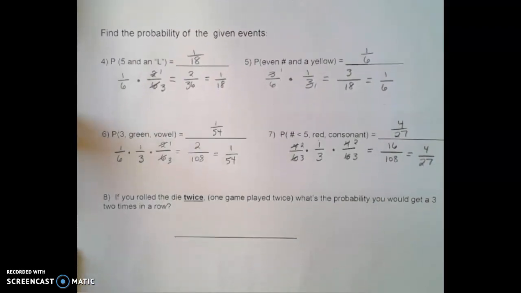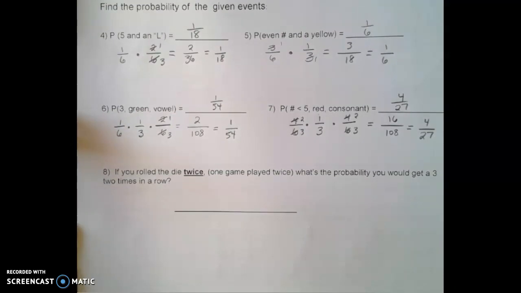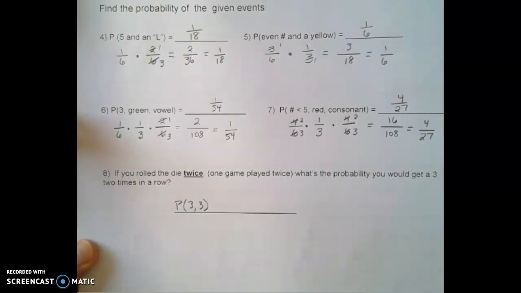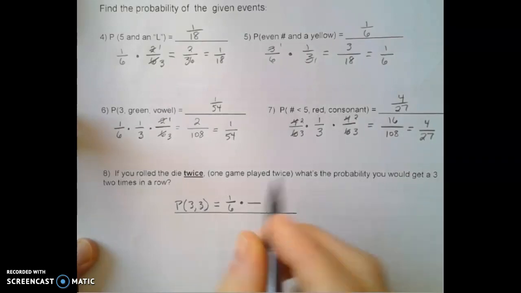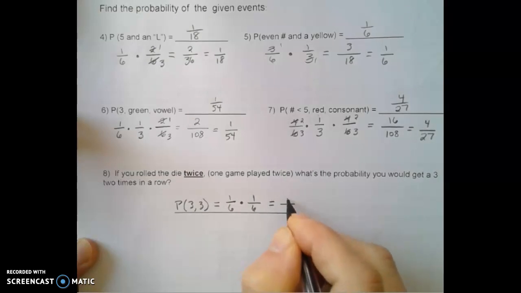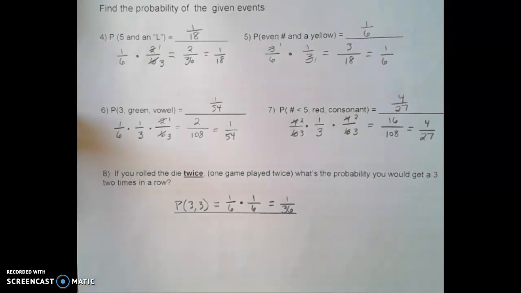Okay, and our last example, it said if you rolled the die twice, what's the probability that you would get a 3 2 times in a row? Okay, so we want the probability of 3 followed by 3 on the die. Well, to get the probability of 3 the first time, there's only 1 3 out of the 6 sections, so that's a 1 out of 6 probability. Times, all right, to get 3 again on the die, again, that's just going to be a 1 out of 6 probability. A 6 times a 6, that's going to give us a compound probability of 1/36.